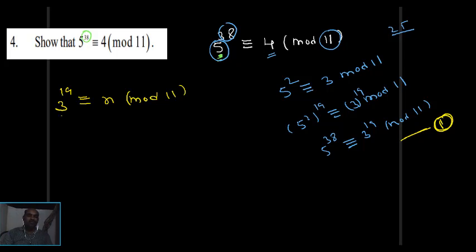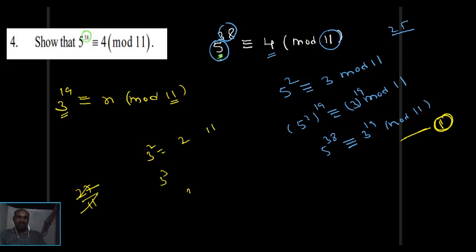Again, to solve this problem, we need to find a relation between 3 and 11, the nearest relation. 3 power something divided by 11 should give remainder either 1 or minus 1, better remainders. 3 square is 9. 9 divided by 11, what is the remainder? 9 is the remainder. 3 cube is 27. 27 divided by 11, what is the remainder? 11 twos are 22, 5 remainder.